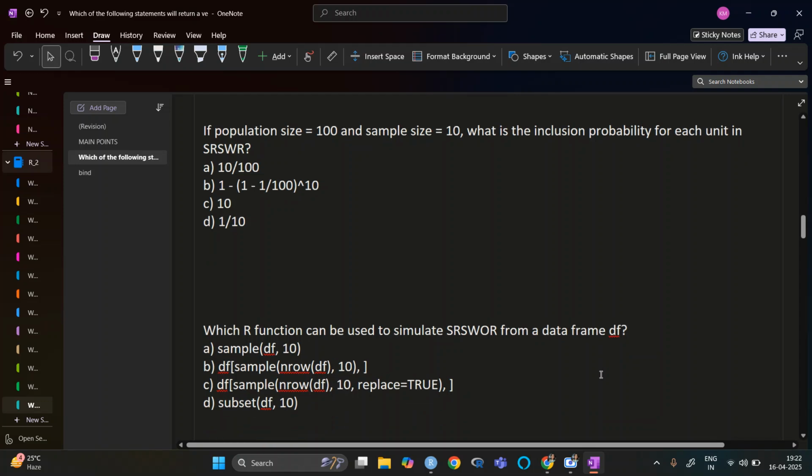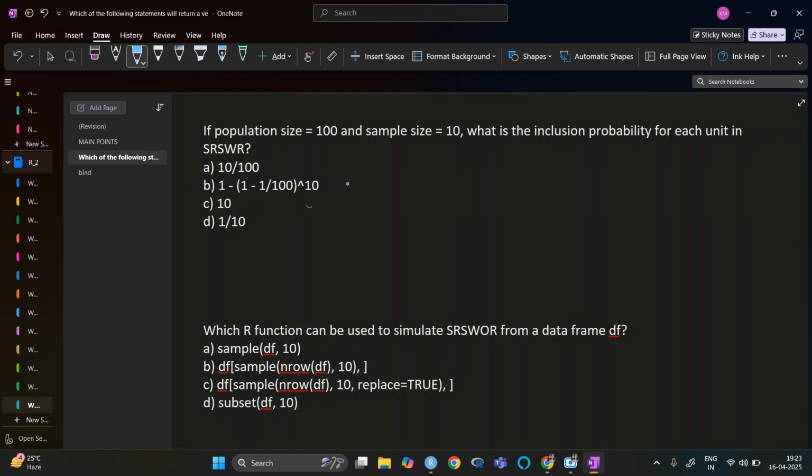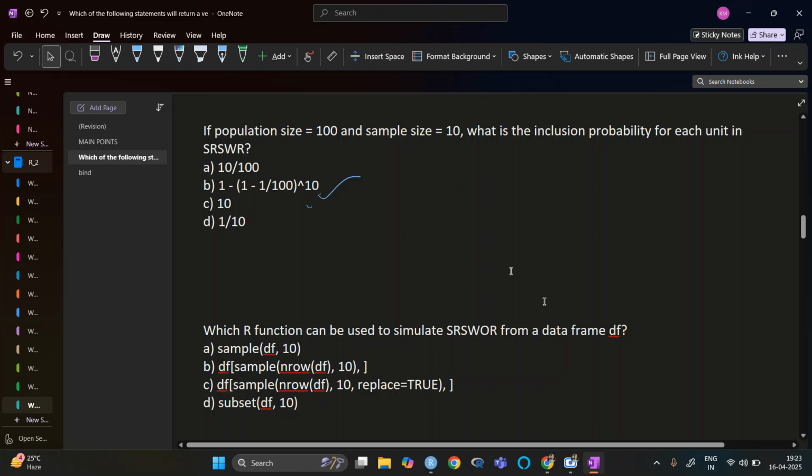The next one is that if you have population size of 100 and sample size of 10, what is the inclusion probability for each unit in SRSWR? So inclusion is basically the probability of not being included in that form. SRSWR, so this is B. Yeah, this is B. B is 1 minus (1 minus 1 by N) to the power n.